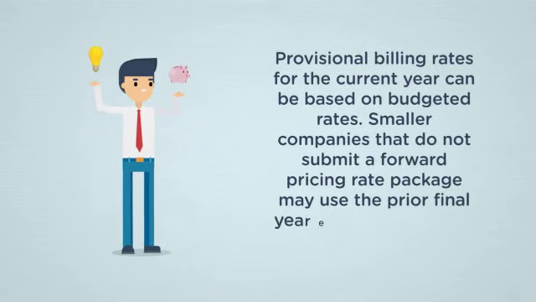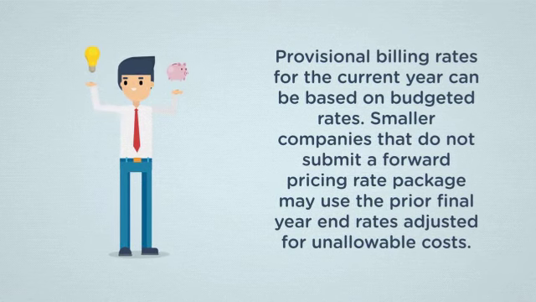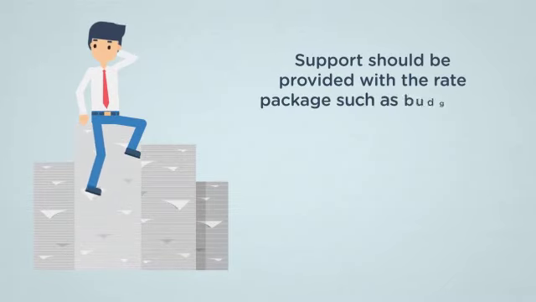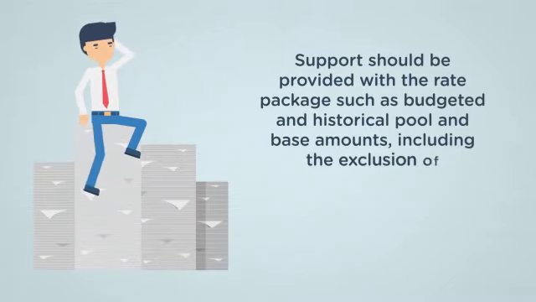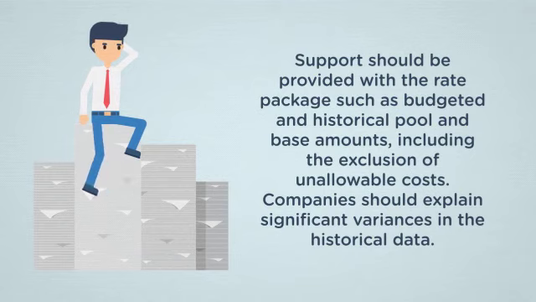Smaller companies that do not submit a forward pricing rate package may use the prior final year-end rates adjusted for unallowable cost. Support should be provided with the rate package, such as budgeted and historical pool and base amounts, including the exclusion of unallowable cost. Companies should explain significant variances in the historical data.